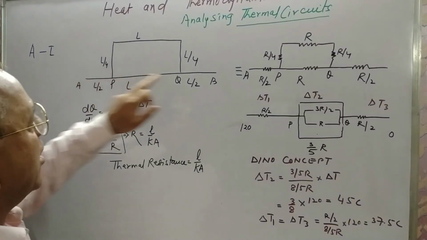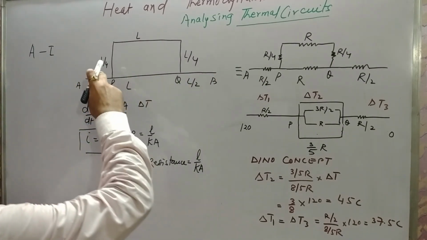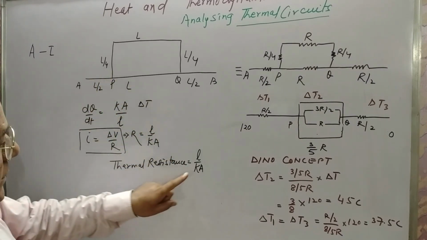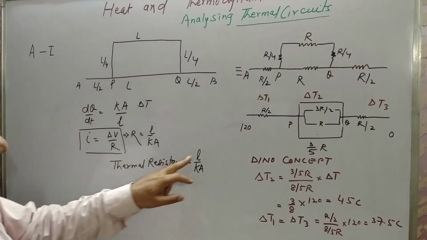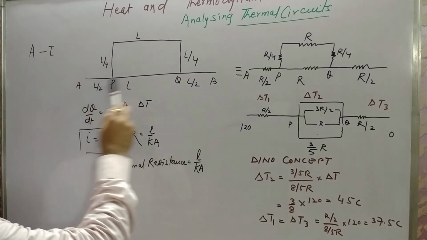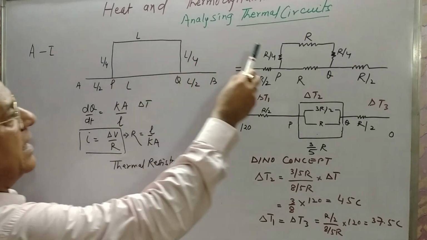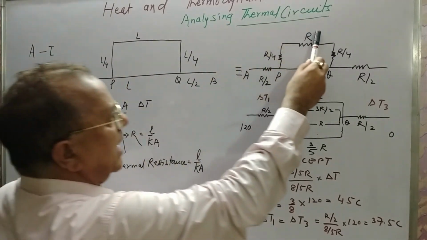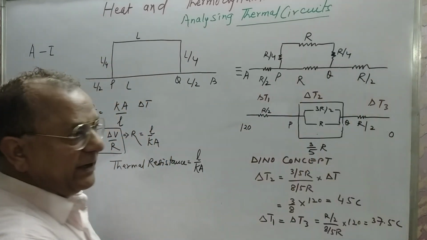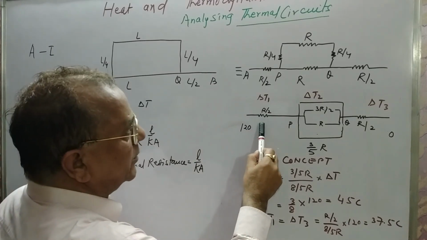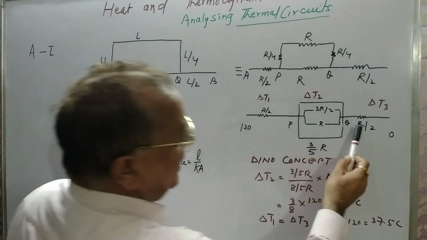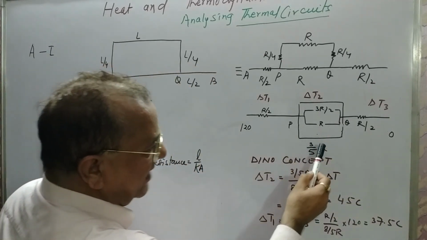Like this, there was a rod of length 2L and there was a rod of 3L by 2. Now, what I have done is, because your K and A are the same, L will be proportional to resistance. If I take this as R by 2, this will be R by 4, this will be R, this component will be R by 4, this will be R, this will be R by 2. Equivalent resistance: R by 2, plus this 3R by 2 in parallel with R and R by 2, comes out to be 3 by 5 R.